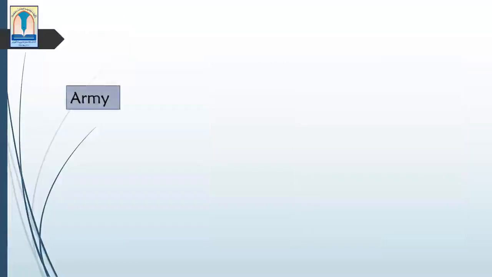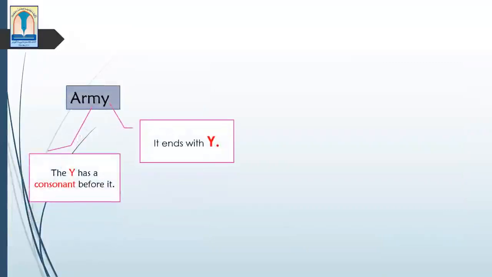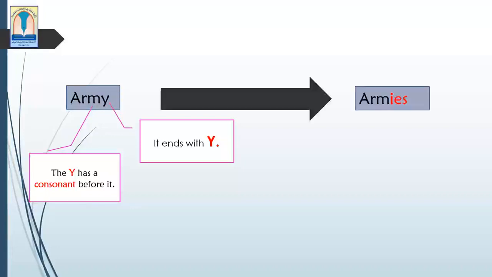Look over here at the word army. What does the word end with? It ends with a Y. Then, what should we do? Look at the letter preceding the Y. You can see that we have a consonant, not a vowel letter. Then what should we do? We're going to drop the Y and add IES.